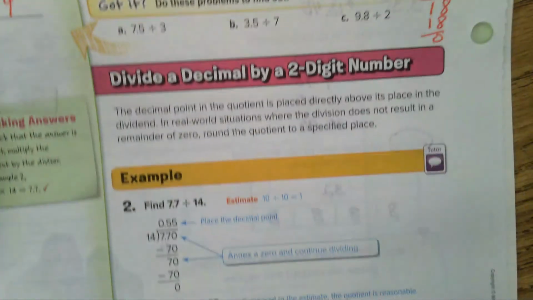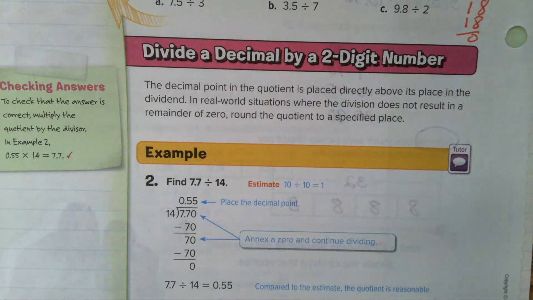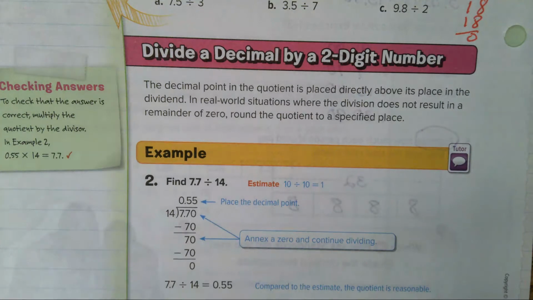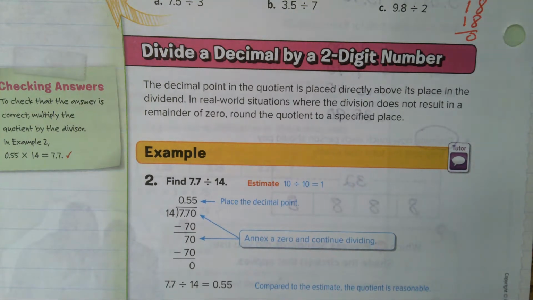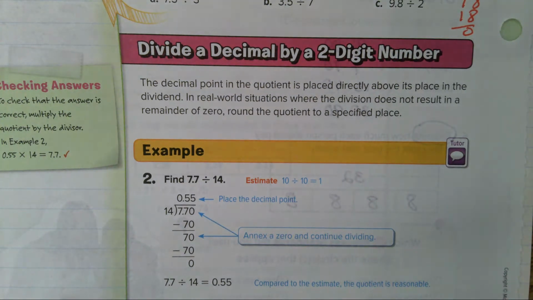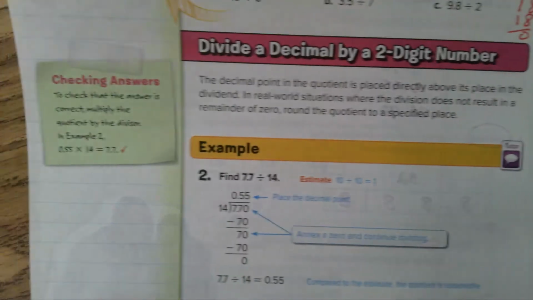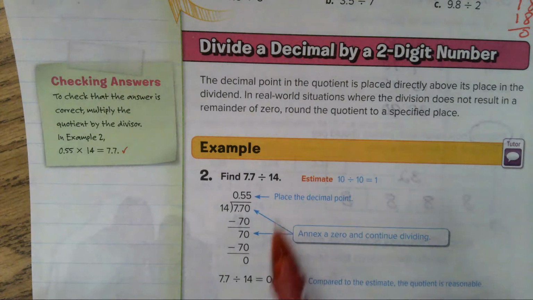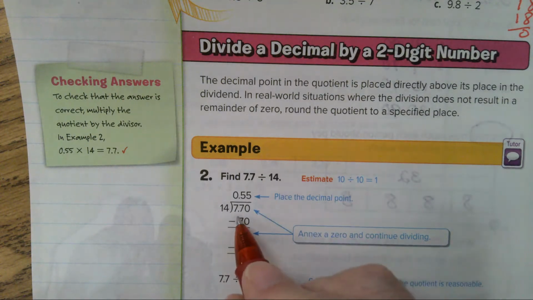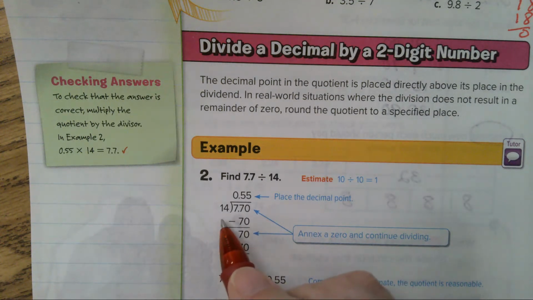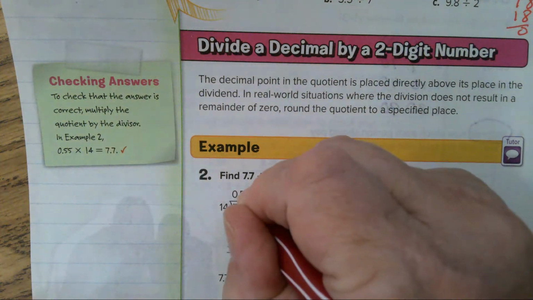We're going to step it up a notch, which you kids can handle. The decimal point in the quotient is placed directly above its place in the dividend. In real world situations where the division does not result in a remainder of 0, round the quotient to a specified place. Okay, so here we are going to divide 7 and 7/10 by 14. So they put the decimal point straight up.